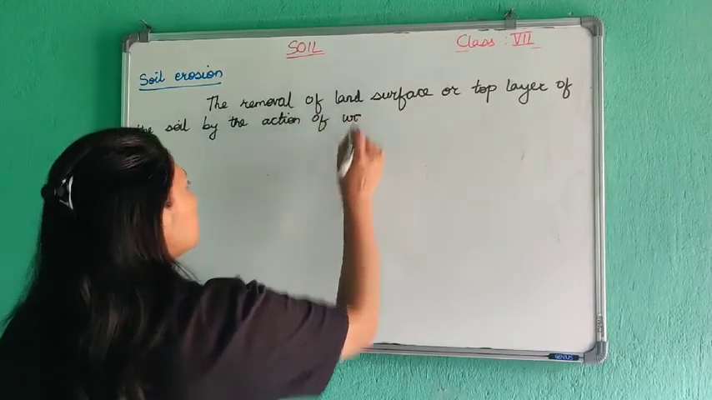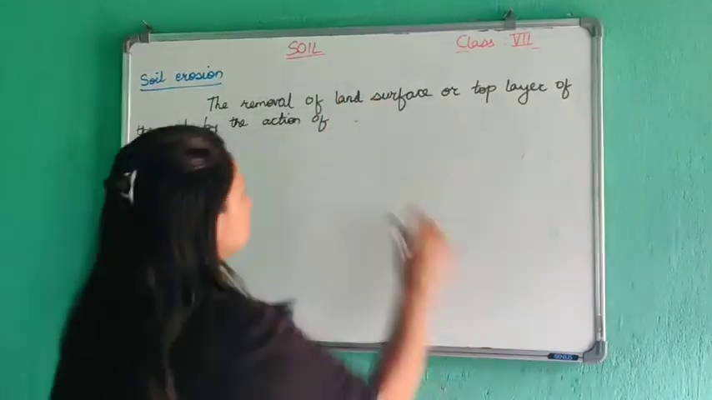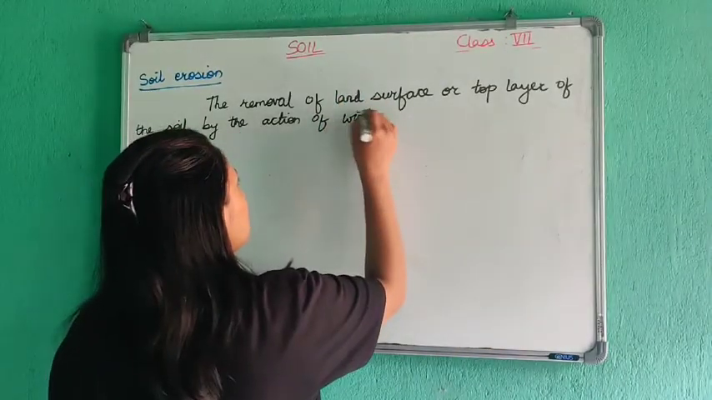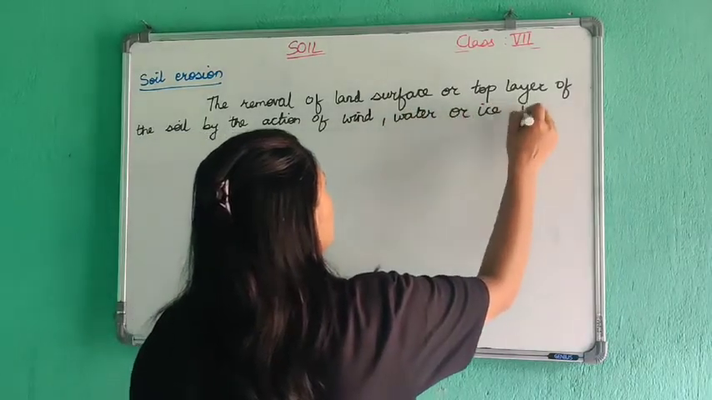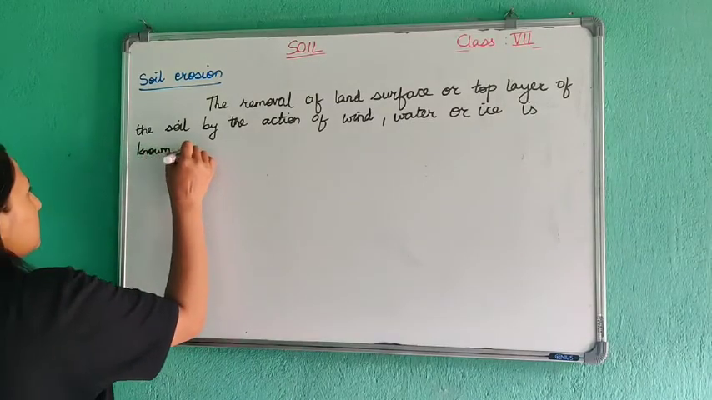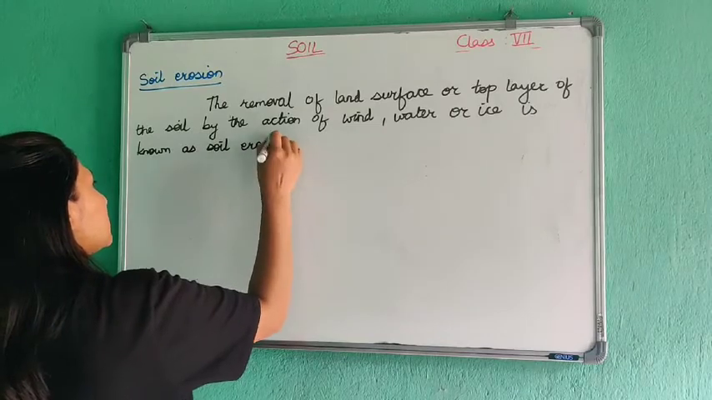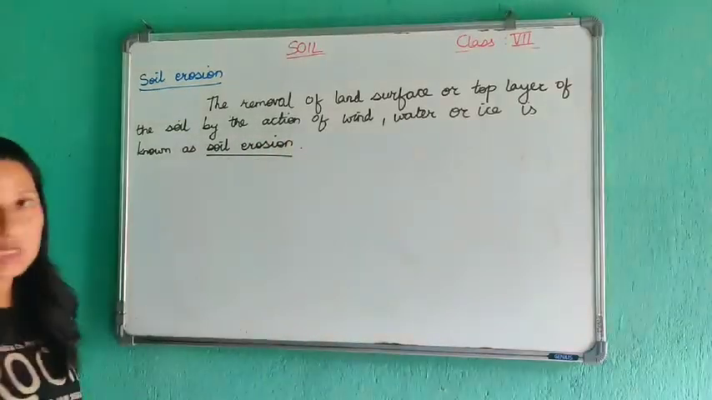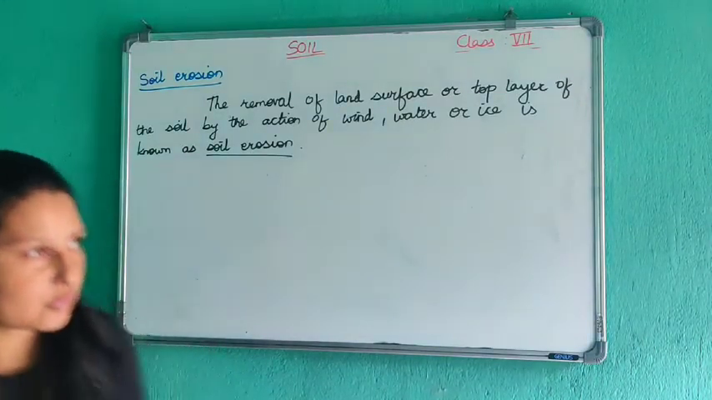wind, water or ice. Okay, that is known as soil erosion. So when the top layer of the soil is removed by wind, water and ice, that is called soil erosion.